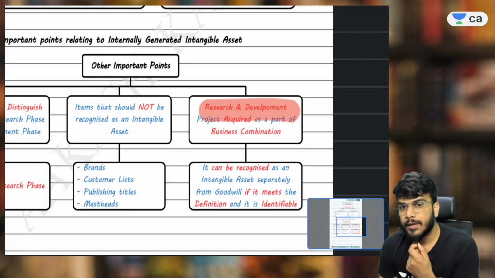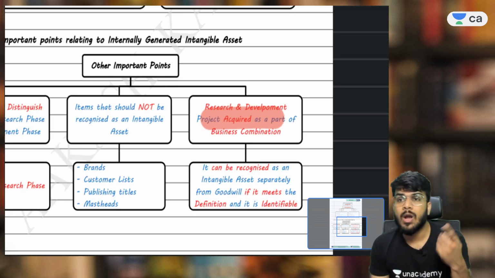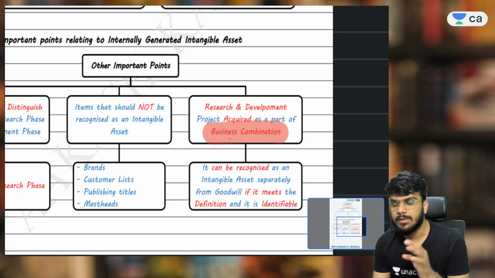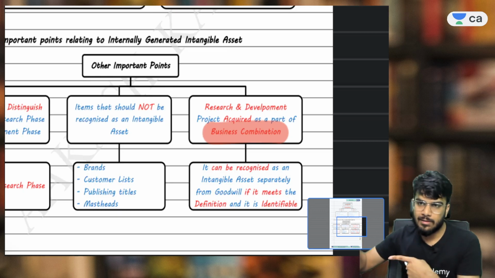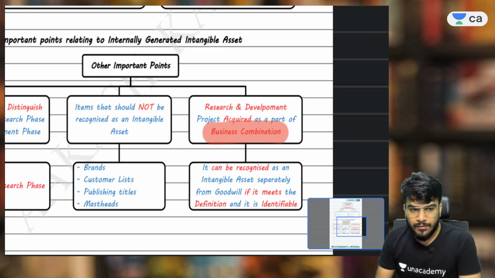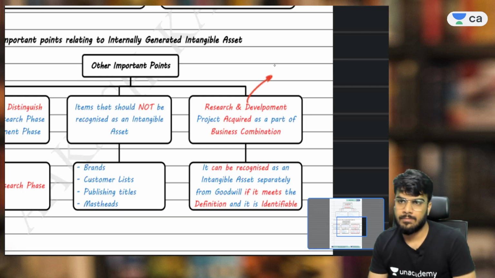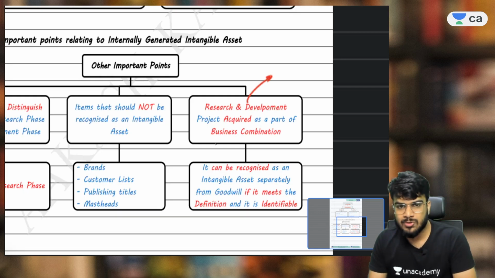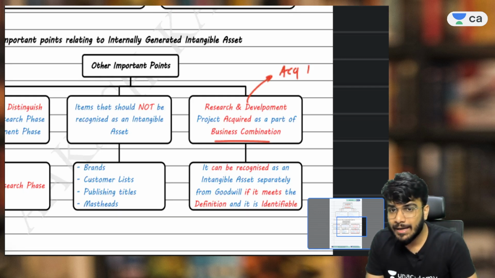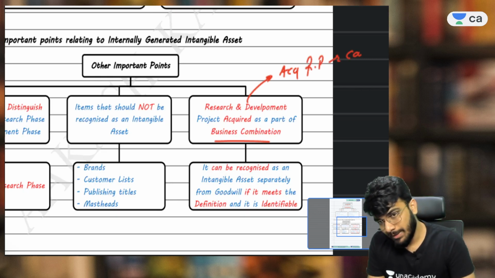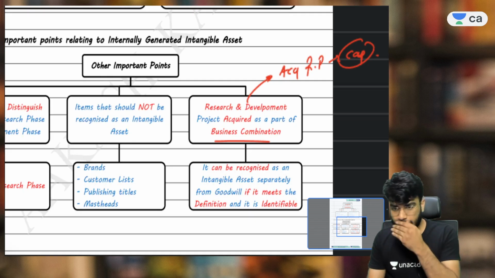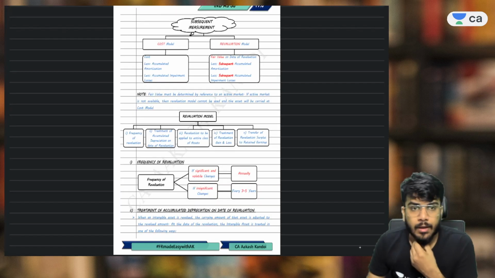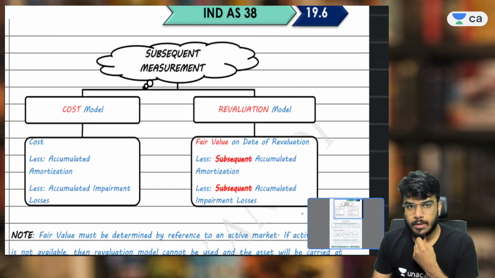Next, if the research project was acquired in a business combination, see, you can do your own research. The other option is you can acquire someone else's research project. So if you acquire any third party research project in a business combination, such acquired research project will be capitalized. Always remember. Okay. Thank you so much, Vinayak. Let's move on.